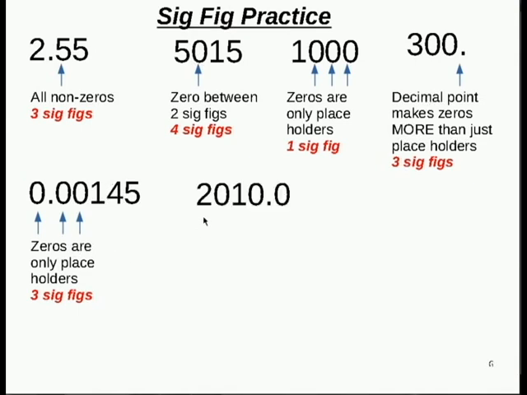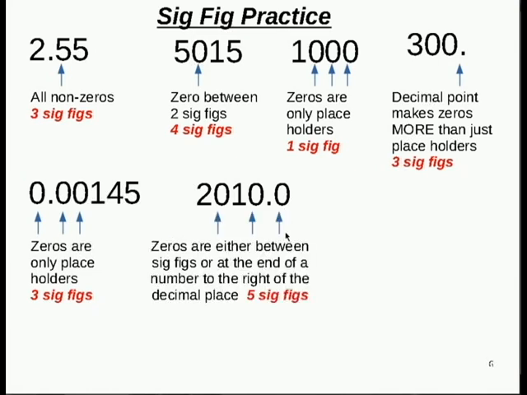And now here, this zero is between 2 other significant figures, so it's significant. This one is between a significant figure and the decimal place, and so it is significant. But what about this one on the end? It is significant because it's telling me that this was measured to the tenths place, and that value happened to be 0. So these zeros are either between sig figs or at the end of a number to the right of a decimal place, and so this number has 5 significant figures.